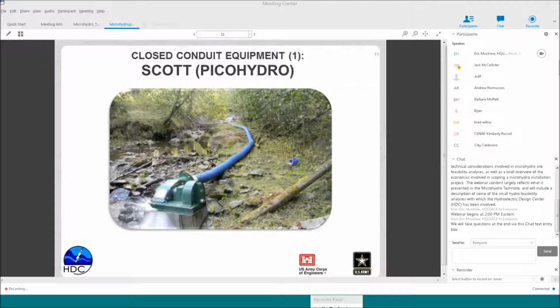I will move through some examples quickly to demonstrate the range of equipment. I have organized these in an increasing order of power, and I want you to pay attention to the increase in equipment requirements and complexity as the size of the unit is increased. This first example is a microhydro scale turbine manufactured by Scott. In other words, this is putting out less than 10 kilowatts.